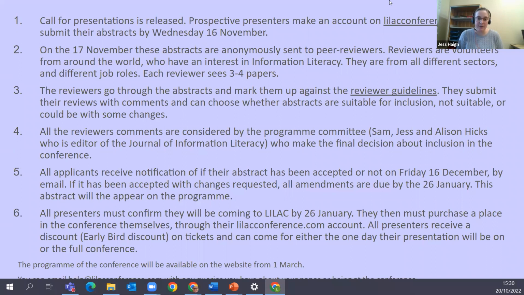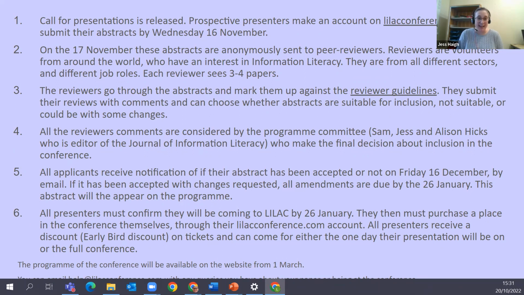All applicants will receive notification if their abstract has been accepted or not on Friday the 16th of December, and this will be by email, and it will be to the email that you have set up as your LILAC account email. So that's why I'm saying be very clear to create an account with your own email address that you want to receive emails from, rather than say through an administrator, your boss's email. Make sure it's yours.